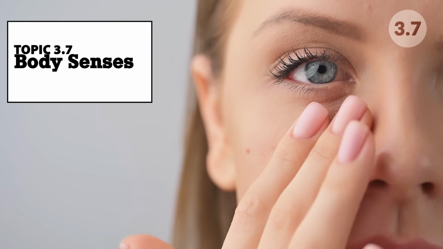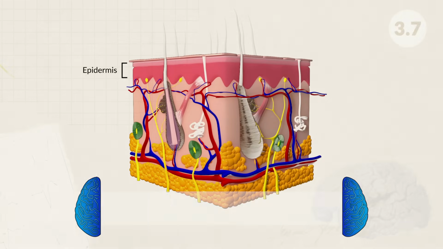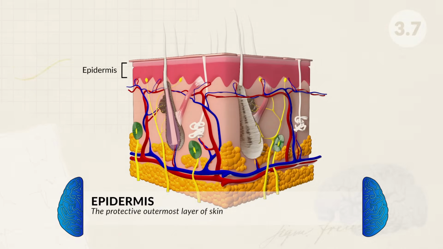Congratulations, you made it to the last section of Unit 3. This section is all about your body and senses. The skin is one of the largest organs of the body. The outside layer of your skin is the epidermis. This creates a barrier to protect a person from foreign pathogens and gives an individual their skin color.